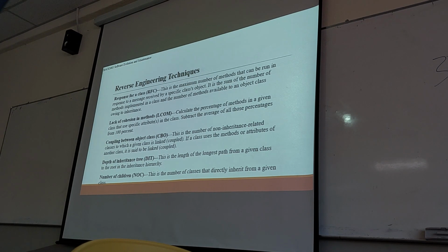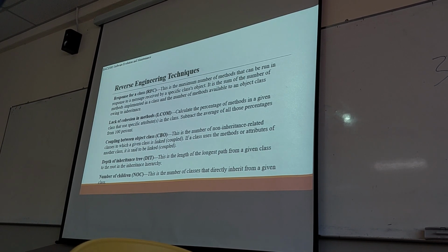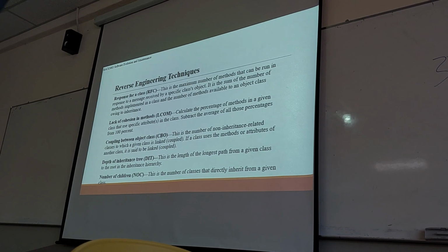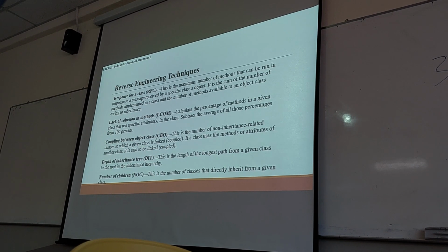Okay, so how to calculate? Calculate the percentage of methods in a given class that use a specific attribute, and then subtract the average of those percentages from 100%. The higher the figure of this LCOM, the poorer the design of your class. Understand? It means the attributes in the class are not really used by the methods. So in this case, you may consider splitting this class into different classes. So this is the metric for LCOM.